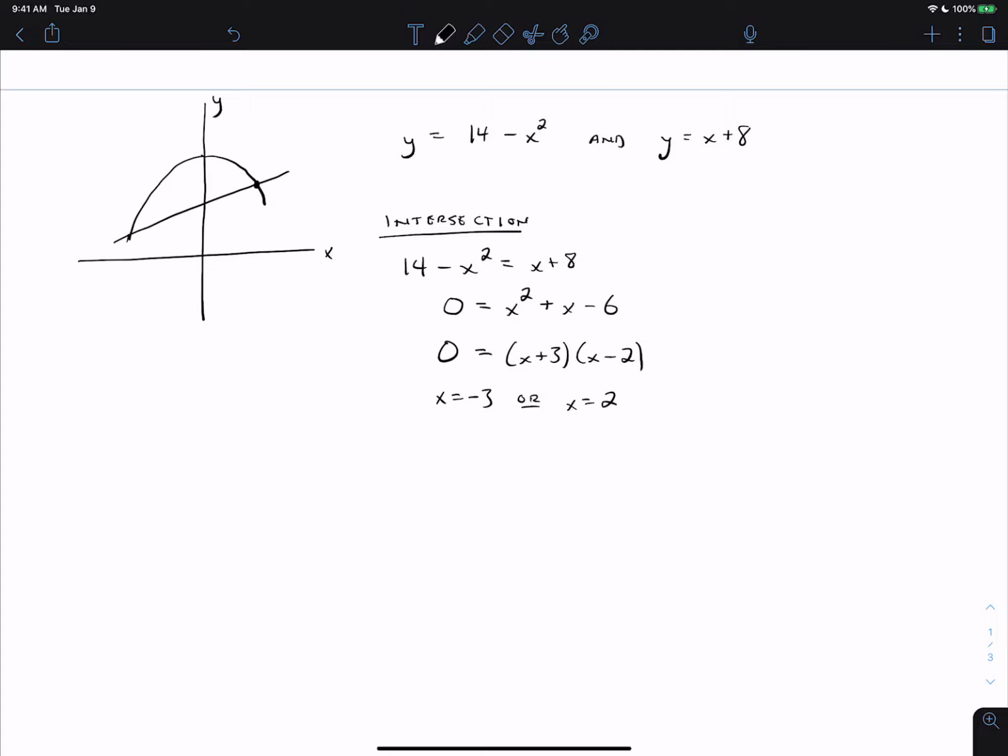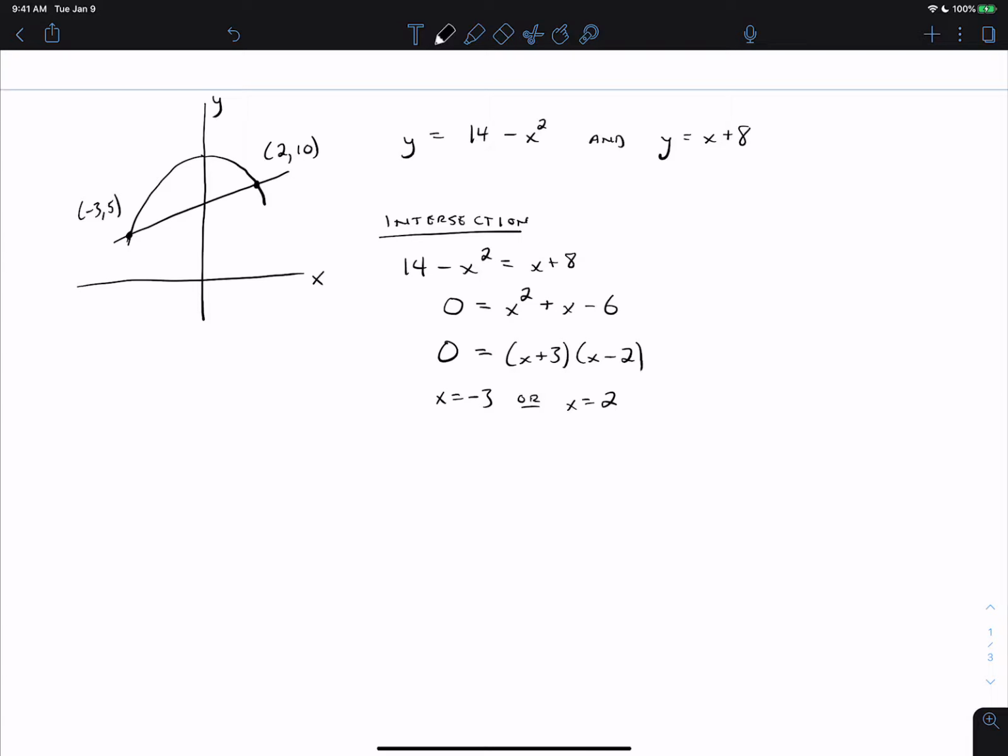That means this point is the point (2, 10), and I can get 10 by plugging the 2 into either equation, and it's smart actually to plug it into both of them to make sure we get the same thing, but we get 10 on both of them. And then if I plug in -3 for this point, I get 5 for the y value, which means that might be a little low there. Let's move the x-axis down just a little bit.